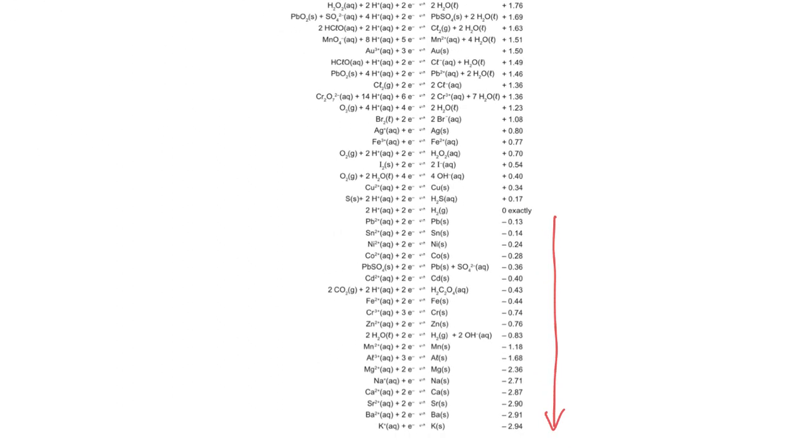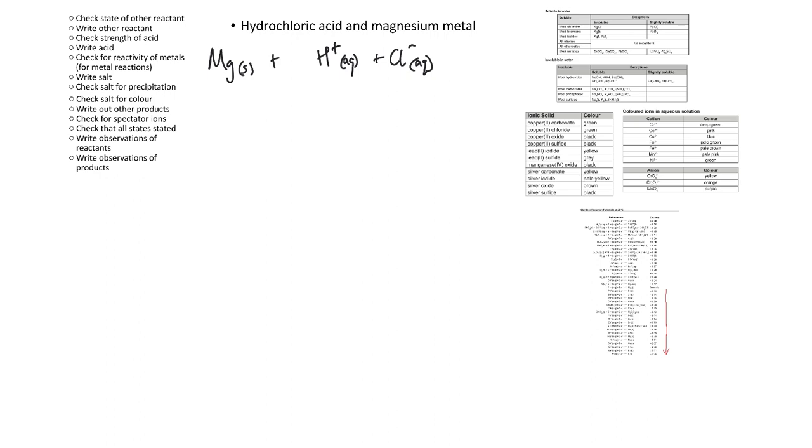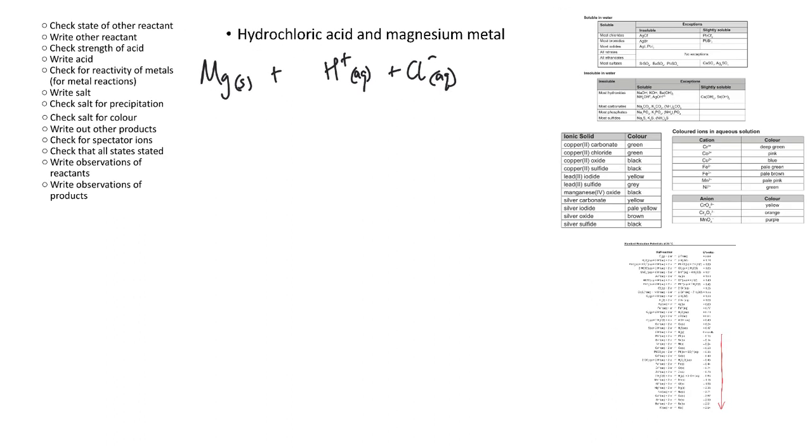So we check here. The metal is magnesium, and magnesium is here. So it is a negative value, so it will react. Let's go back. If it will react, we can start with the reaction. I'm going to write out the salt. The salt is going to be the metal as a positive ion, and the negative part, which is the Cl minus.